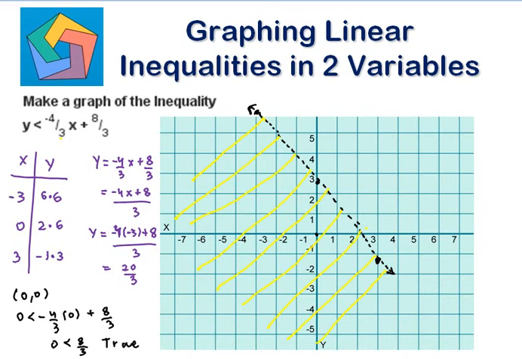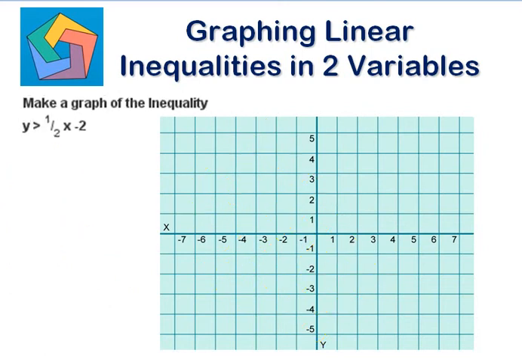Whatever point we are testing, if the inequality comes true at that point, the region that contains that point is to be shaded. Next problem, make a graph of the inequality y is greater than 1 by 2x minus 2. x, y, let's say minus 2, 0, 2. y is equal to 1 by 2x minus 2.